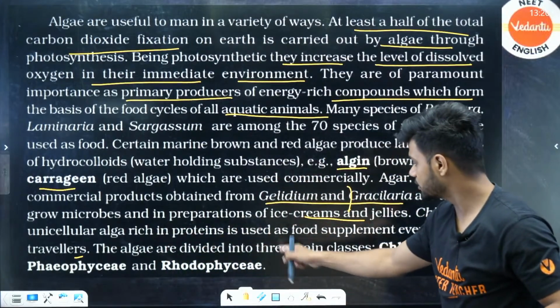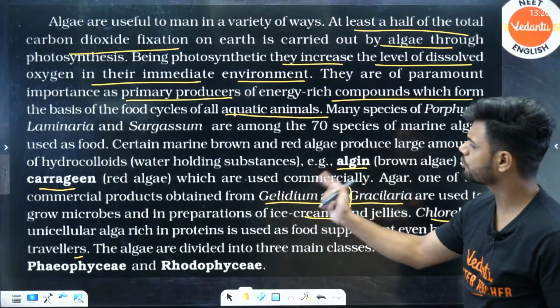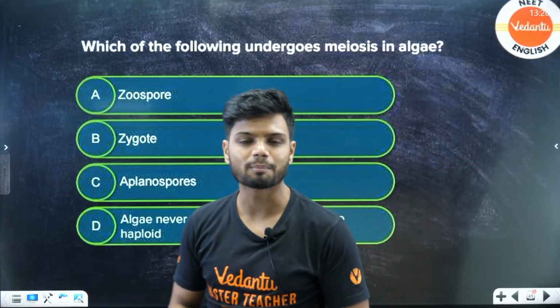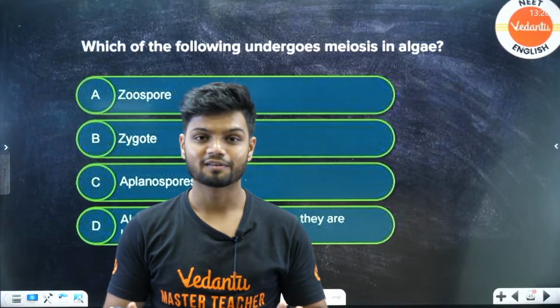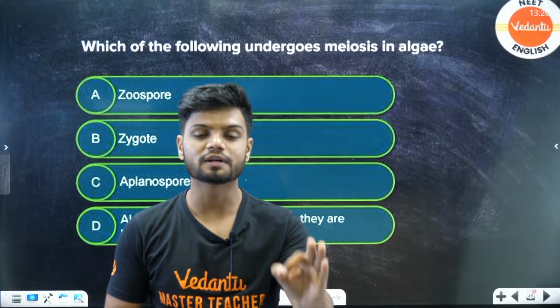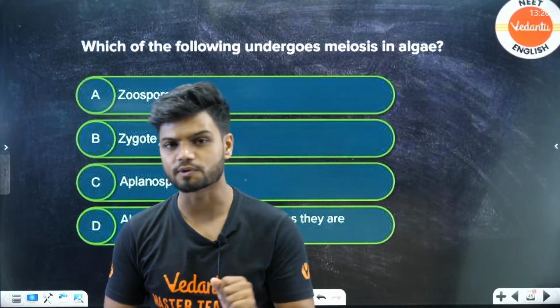The algae is divided into three main categories: rhodophyceae, chlorophyceae, and phaeophyceae. That is your entire algae part. Entire algae. Not even one line of NCERT is missed out. You made notes, you will get the notes. Solve some questions.